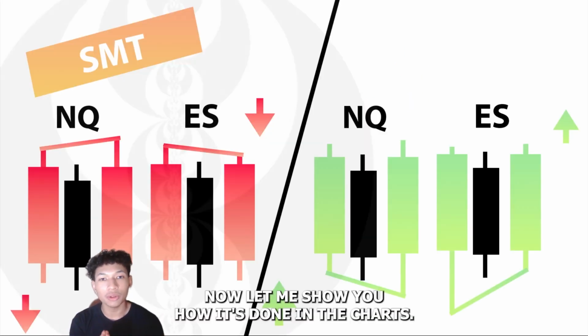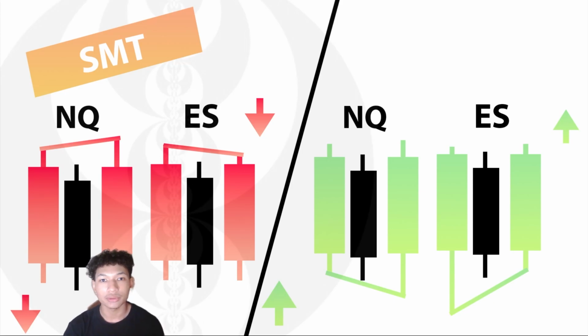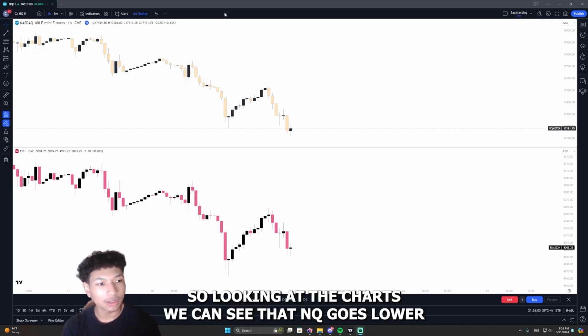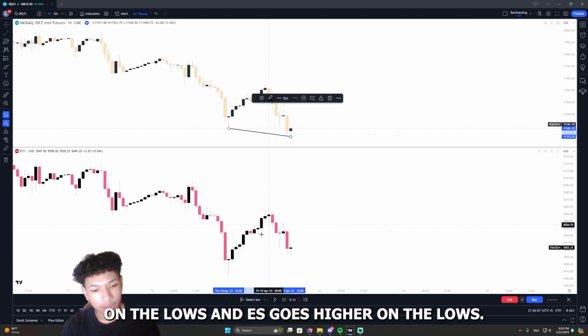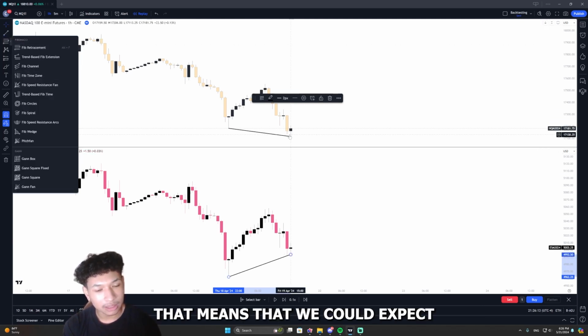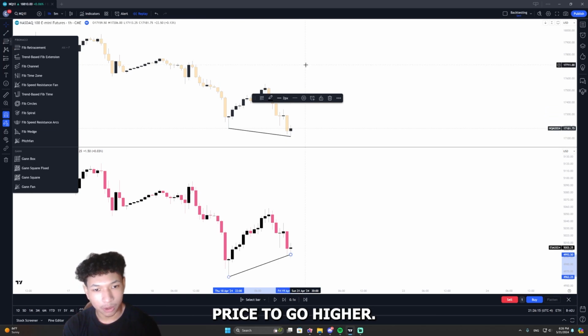Now, let me show you how it's done in the charts. So, we have NQ and we have ES. Looking at the charts, we can see that NQ goes lower on the lows and ES goes higher on the lows. What does that mean? That means that we could expect price to go higher.